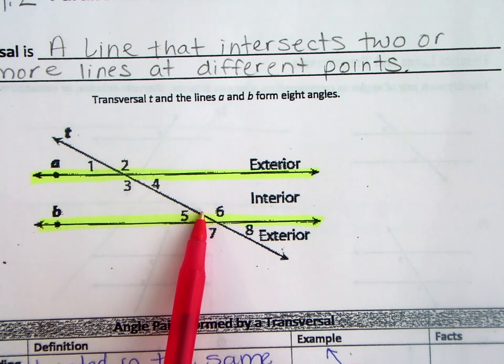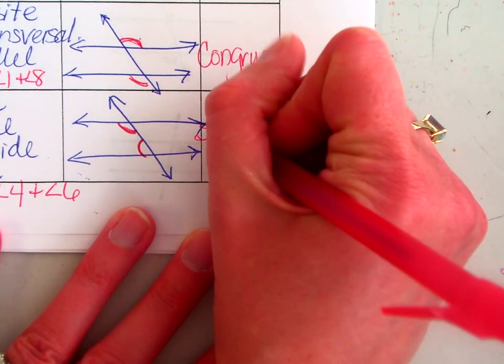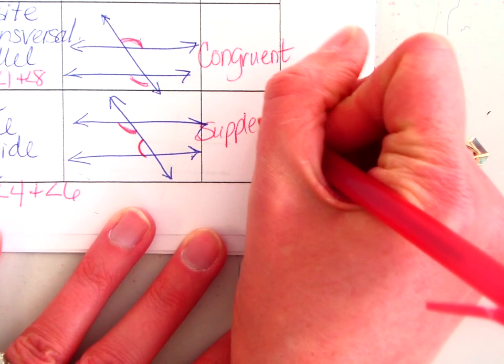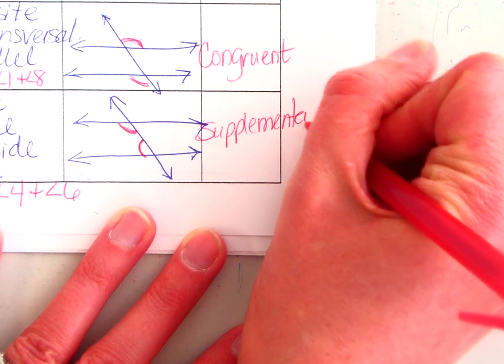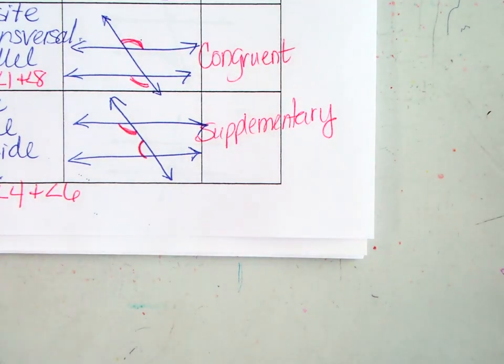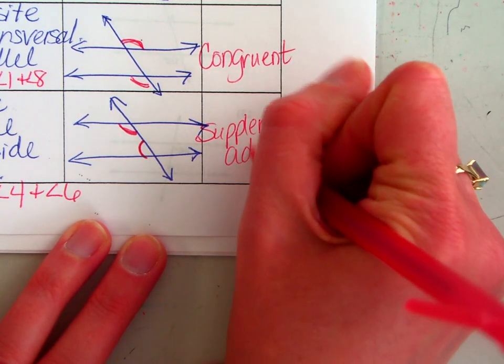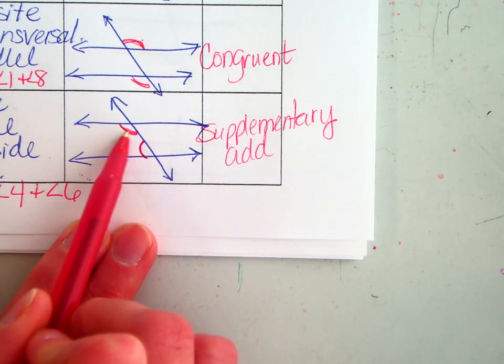Have you guys heard that word before? I'm learning that maybe you guys didn't get to that last year, but supplementary angles are any two angles that add up to 180. So these consecutive interior angles together add to 180 degrees.